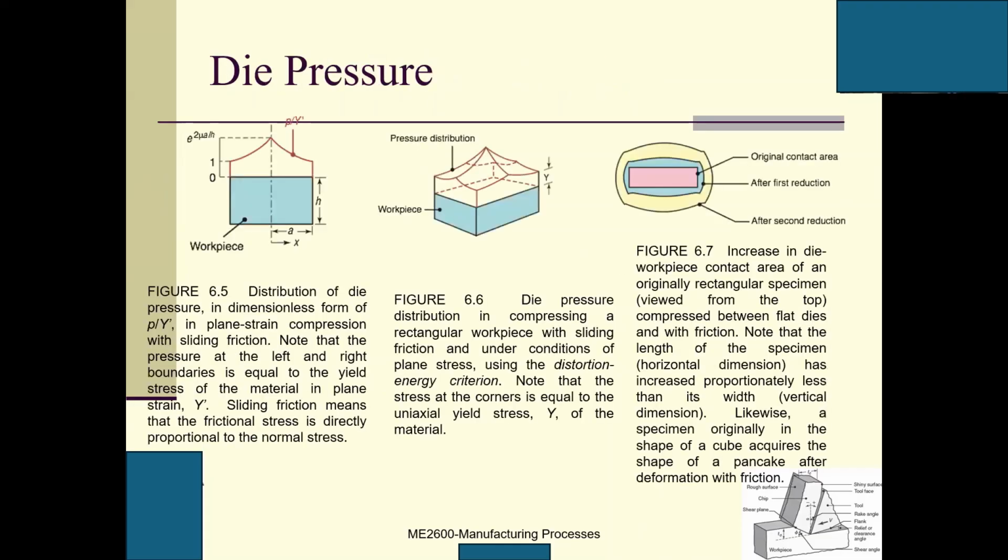So the die pressure. Here is the distribution of the die pressure when you compress it, in dimensionless form, P over Y prime. The pressure divided by Y prime, where Y prime is the yield strength. This should be yield strength. Actually, I disagree with this. I'm not okay with this. This should be yield strength.